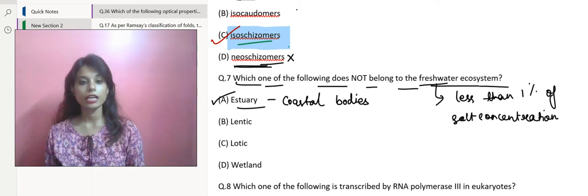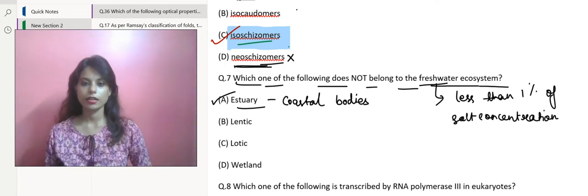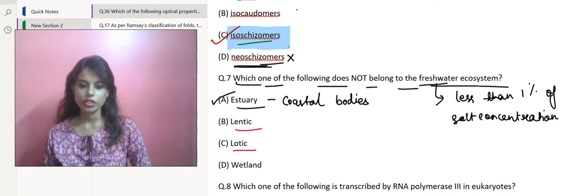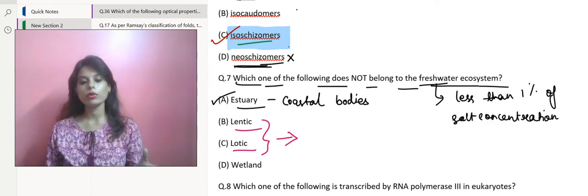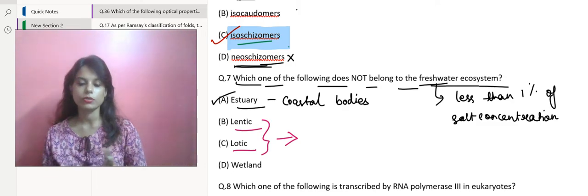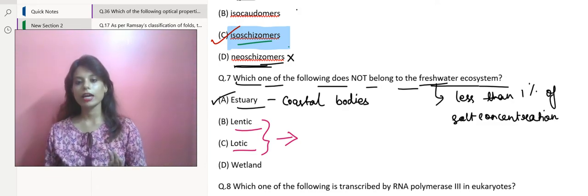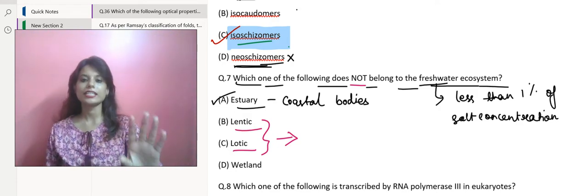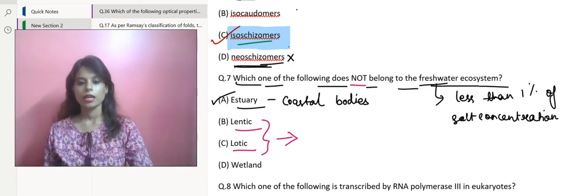Now talking about the other options which are not correct according to us. Let's talk about lentic and lotic ecosystems. Okay, what are these actually? Lentic and lotic ecosystems are both types of freshwater ecosystems. Okay, and they have asked which does not belong to the freshwater ecosystem. So that is why I have chosen estuary.